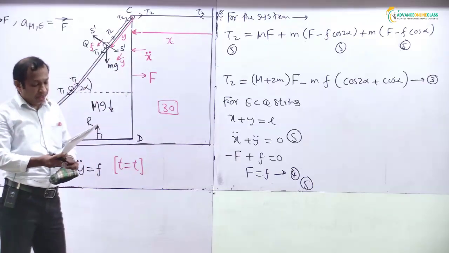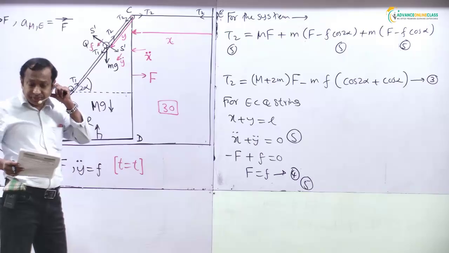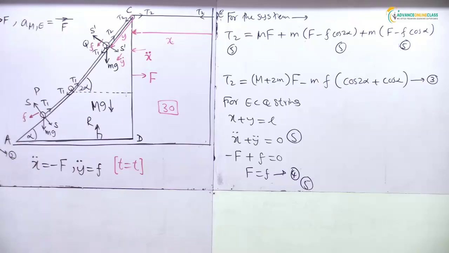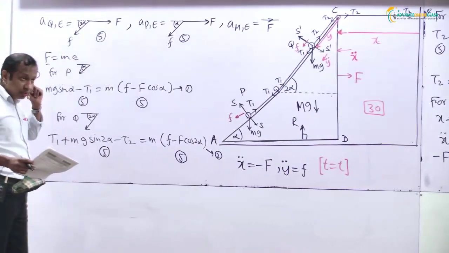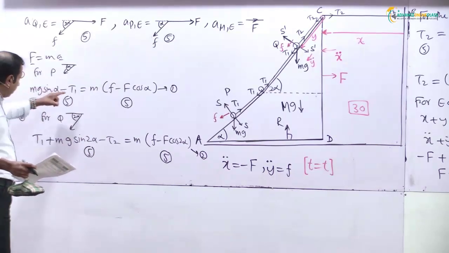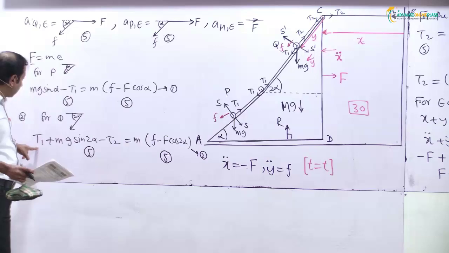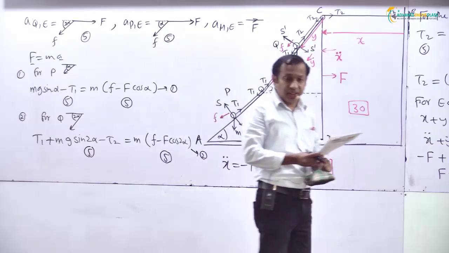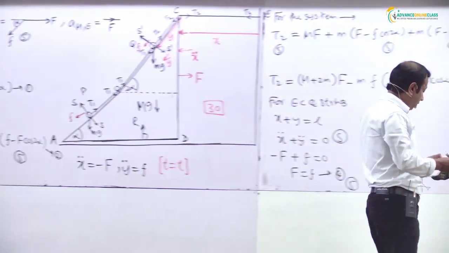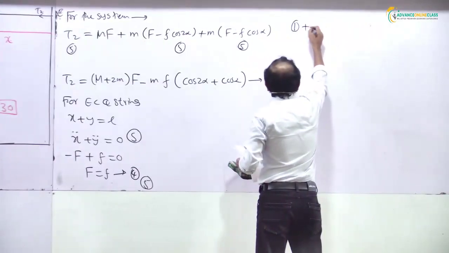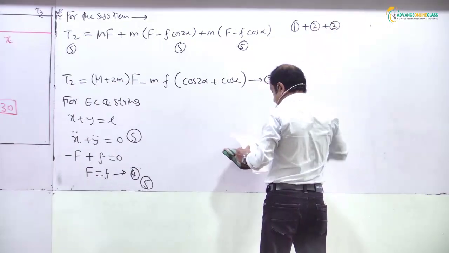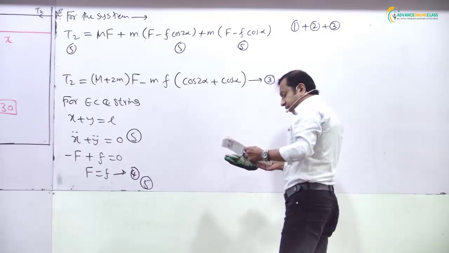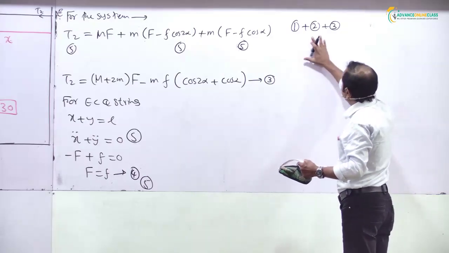Then I'll give you the method of getting the answer. Add 1, 2, 3. What happens to the left hand side? Minus T1 plus T1 will cancel. Minus T2 plus T2 will cancel. On the left hand side all the T terms will cancel. 1 plus 2 plus 3. I'm sure that you can get the answer.